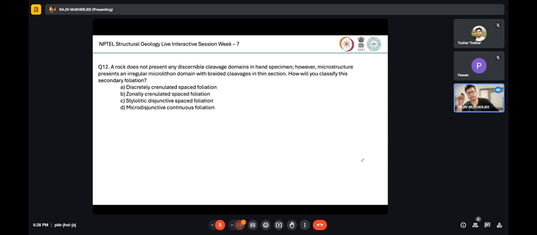Okay, question number 12. A rock does not present any discernible cleavage domains in hand specimen. However, microstructure presents an irregular microlithon domain with braided cleavages in the thin section. How will you classify this secondary foliation? Option A, discretely crenulated spaced foliation. Option B, zonally crenulated spaced foliation. Option C, stylolytic disjunctive spaced foliation. Option D, microdisjunctive continuous foliation.